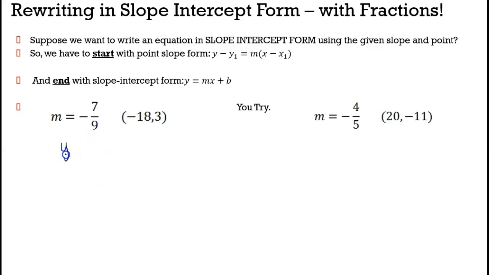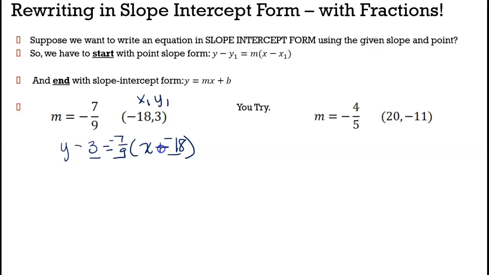Remember, we're going to start by filling in our blanks. We have our x1 and we have our y1. This becomes y minus 3 equals negative 7/9 times x minus negative 18. Pause for just a second, see if you can figure out what we're supposed to clean up in this equation before we move forward. Welcome back.